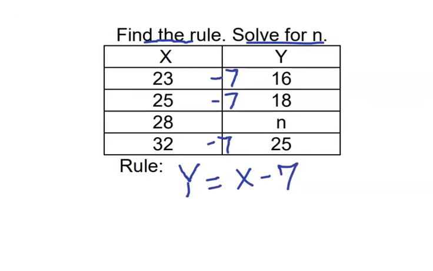So that's our rule. And if that's our rule, then we have to do 28 minus 7. Okay, and if you do 28 minus 7, that gives you 21. So n is equal to 21. All right, there's our rule: y equals x minus 7, and n equals 21.